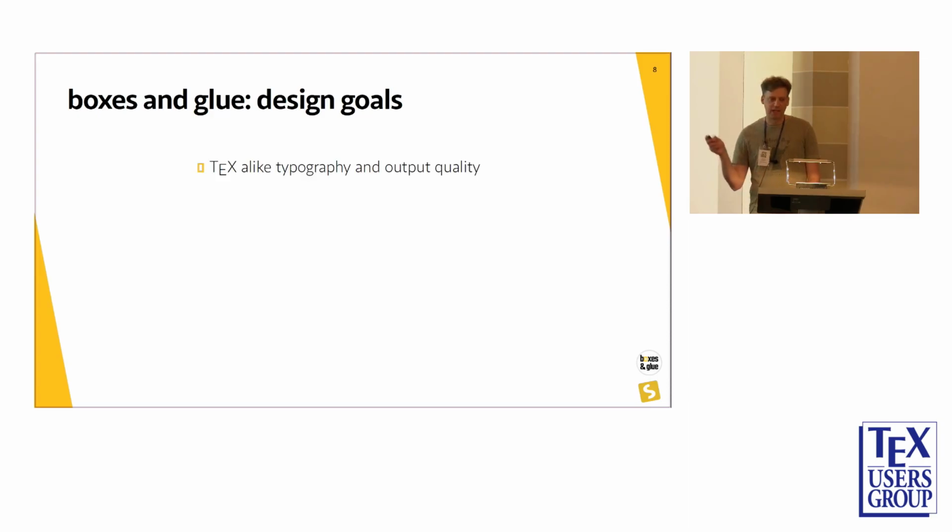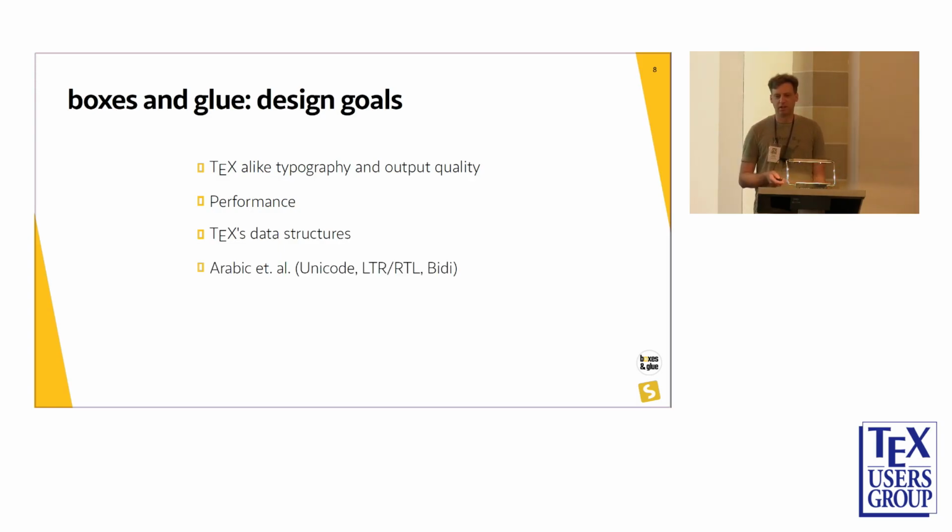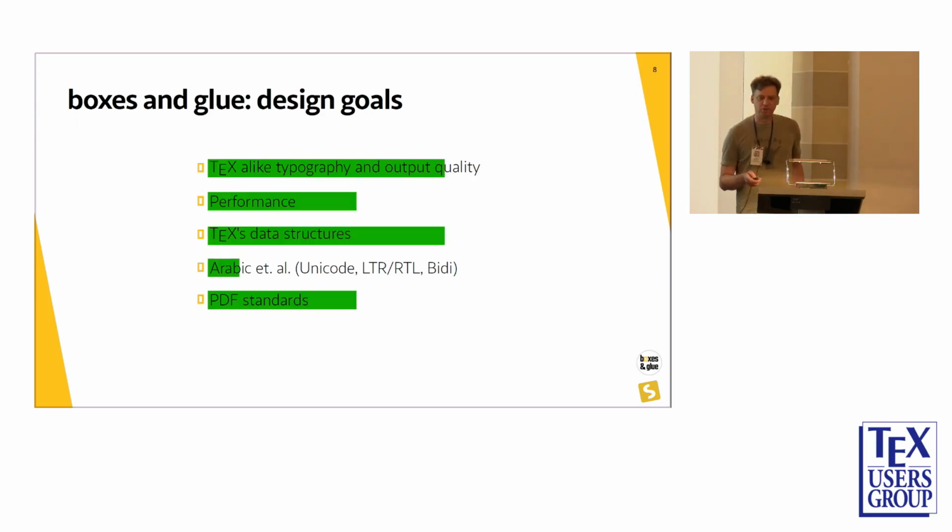So this is also from last year, my design goals of boxes and glue. So I would like to have TeX output quality, performance, and I would like to see the TeX data structures, and left to right or right to left, or mixed bidirectional typesetting, and to support a variety of PDF standards. And I also have a progress bar here. So there are some parts better than the others.